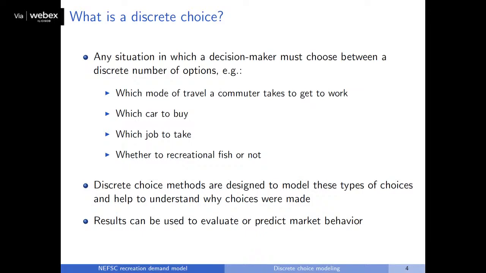Discrete choice methods originated in the marketing and transportation literature, and since then have been applied to various different fields, including commercial and recreational fishery contexts. Importantly, the results can be used to evaluate or predict market behavior. So in our case, we're trying to replicate the market for recreational fishing and assess how the market responds to changes in fishery conditions.